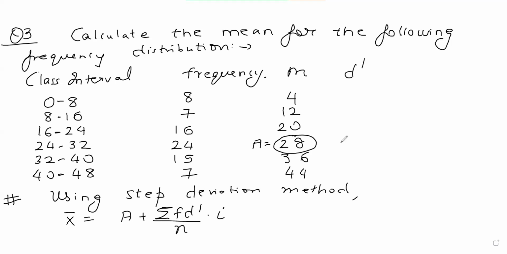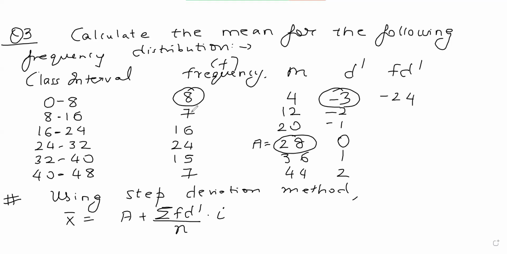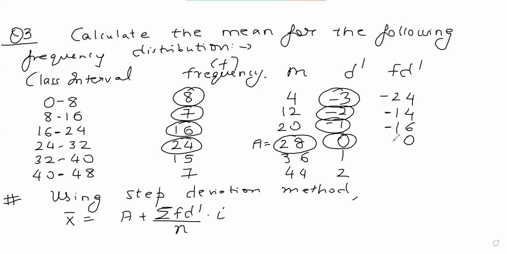So I can now find d dash. Very simple. 0 in front of 28, minus 1, minus 2, minus 3, 1, 2. This is my frequency. Let's find fd dash. 8 into minus 3, minus 24. 7 into minus 2, minus 14. 16 into minus 1, minus 16. 24 into 0 is 0. 15 into 1 is 15. 7 into 2 is 14.